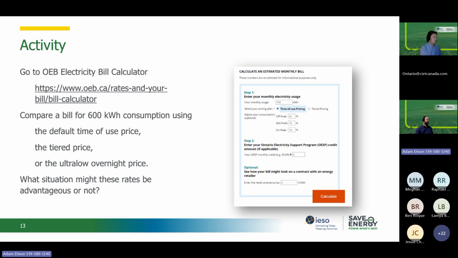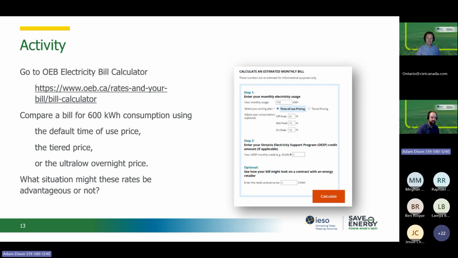So an activity here, we're going to go into this Ontario Energy Board bill calculator. There's a couple different ones I might play around with. And we're going to compare a bill for 600 kilowatt hours of consumption using the default time of use pricing, the tiered pricing, and then the ultra low rate pricing. Given 600 kilowatt hours is the break point for the tiered pricing, we can maybe just play around with some numbers, and we can jump in from this calculator.